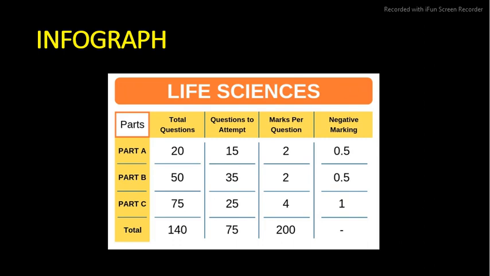Okay, so maximum you can attend 25 questions. Okay, the first 25 questions will be taken for evaluation. Okay, and mark per question is 4 marks. Negative marking is 1 mark. So total 200 marks. Okay, so total questions will be 140 and questions to attempt 75.